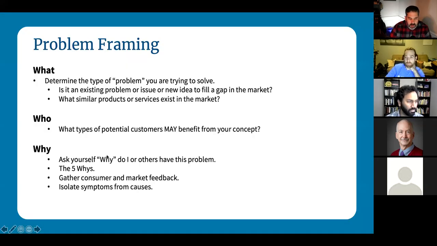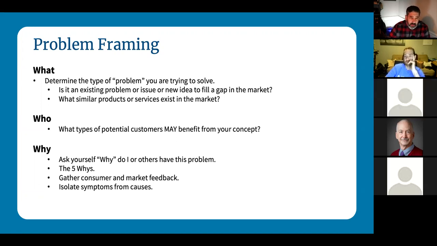Okay. All right, so we discussed this last week. I've condensed it a little bit just for sake of time tonight. We start going with a what. You determine what type of problem you're trying to solve. You look at the existing market. You get on Google or whatever search engine you want to, to try to figure out if there's any other problems that are similar out there, and if so, are there solutions? Are there competitors out there?